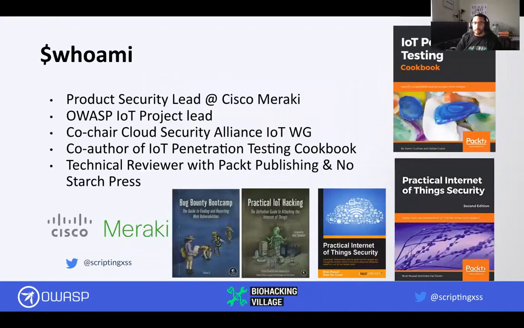My name is Aaron Guzman. I am the product security lead at Cisco Meraki, in charge of all things hardware, firmware, and IoT security. I also lead the OWASP IoT project along with sub-projects, and co-chair the Cloud Security Alliance IoT Working Group. I've co-authored the IoT Penetration Testing Cookbook. I'm a technical reviewer with Packt Publishing and No Starch Press.